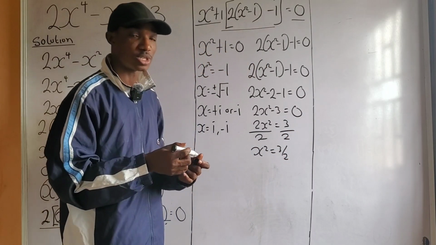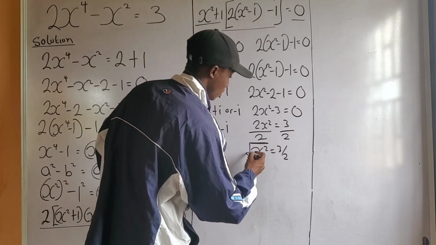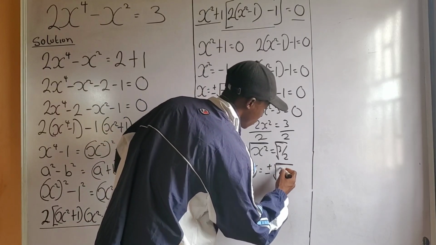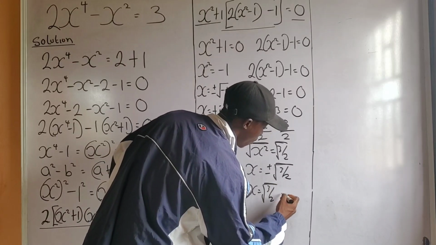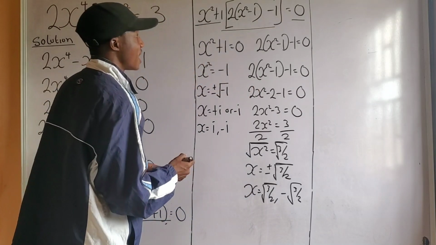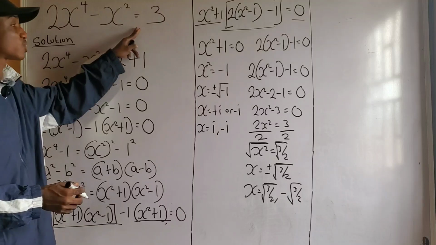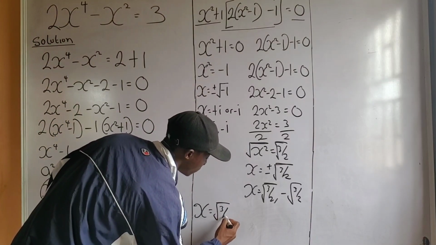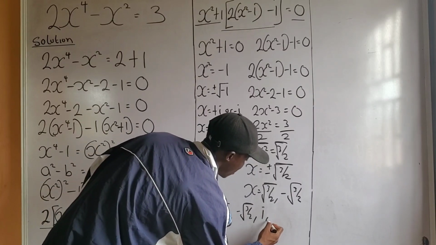But do not forget our goal. Our goal is to find the value of x, not x squared. So I'm going to take the square root of both sides. So I'm going to have x equals plus or minus the square root of 3 over 2. x is equal to square root of 3 over 2, or negative square root of 3 over 2. So the values of x for this equation 2x raised to the power of 4 minus x squared equals 3 are x equals square root of 3 over 2, negative square root of 3 over 2, i, or negative i.